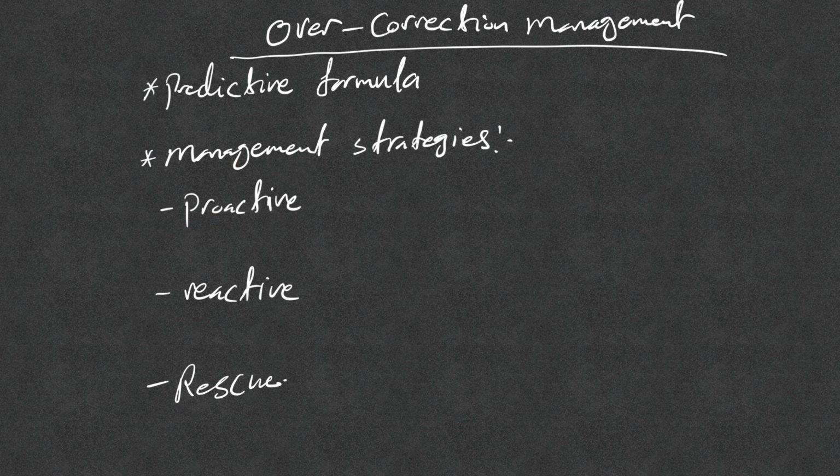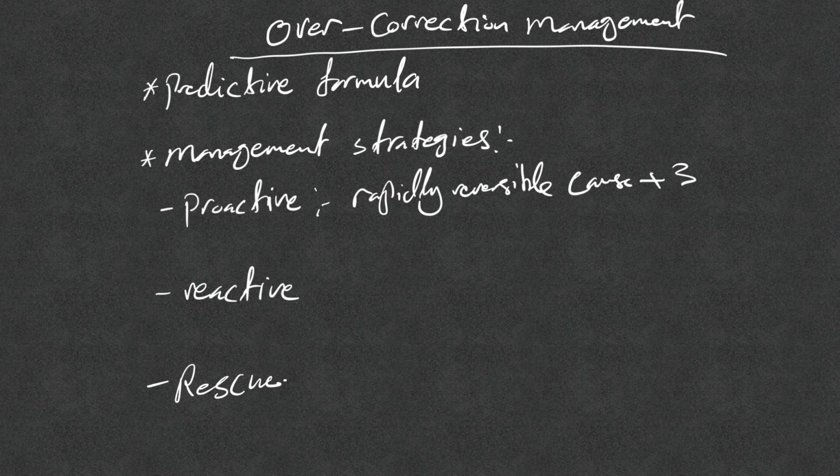What do I mean by that? Proactive means you expect the overcorrection will happen from the get-go, before you start the treatment. This happens when you have a rapidly reversible cause of hyponatremia and you're planning to use 3% NS. In such cases, we advise to start the slowing therapy at the same time you start the 3% normal saline, not after. And that's what we call proactive.